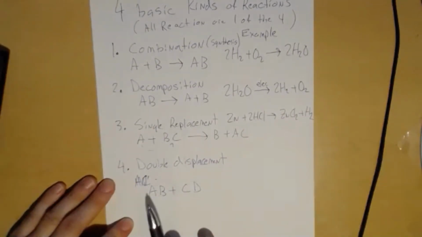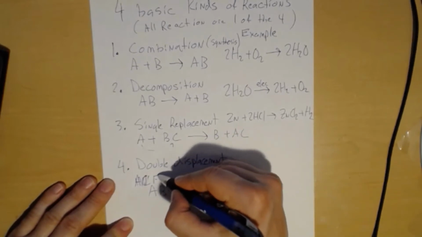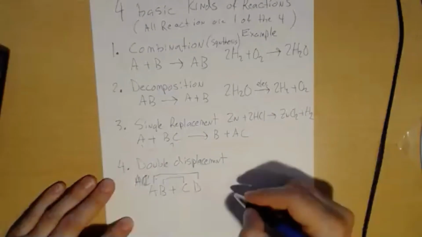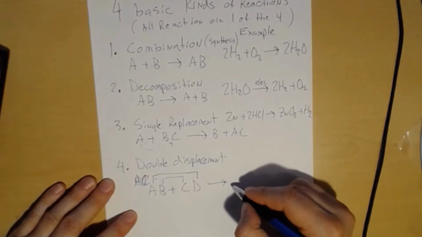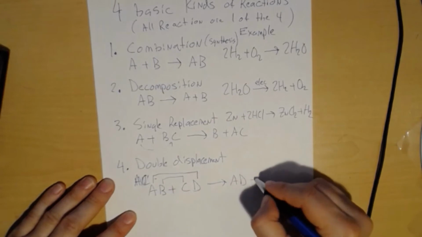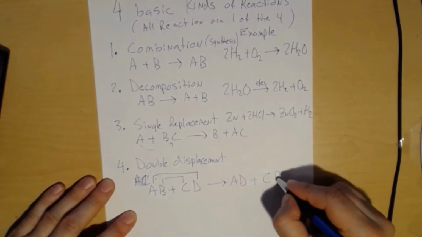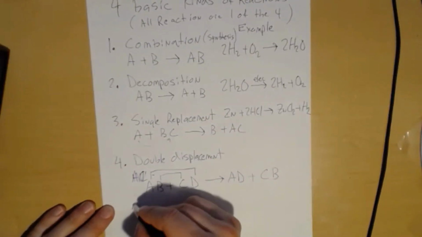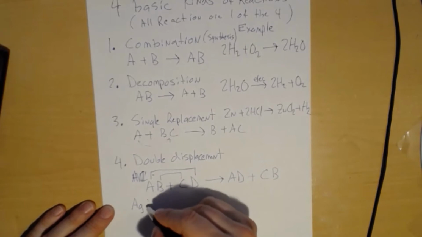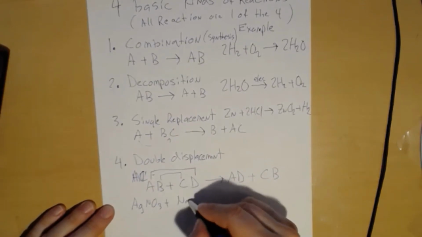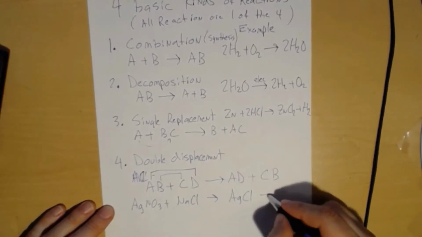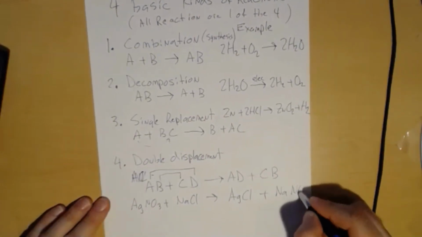And so if I consider A as the metal or the cation and B as the anion, then the A cation will go with the D anion, and the C cation will go with the B anion. And I will get, well, cation A with anion D and cation C with anion B. All right, so an example of that, like a precipitation reaction, silver nitrate plus sodium chloride goes to silver chloride plus sodium nitrate.